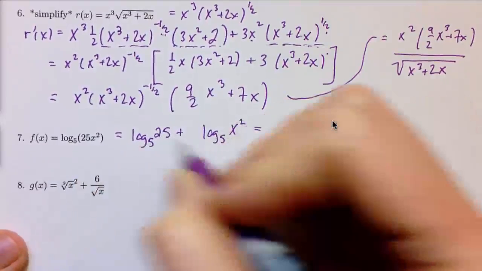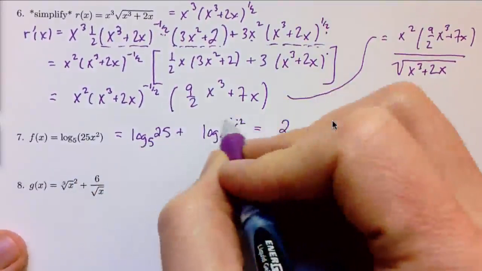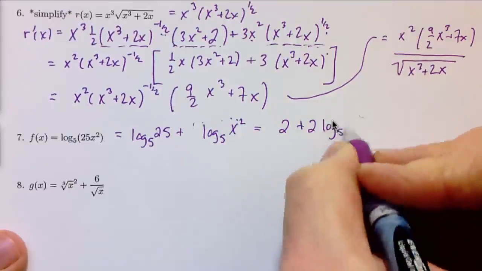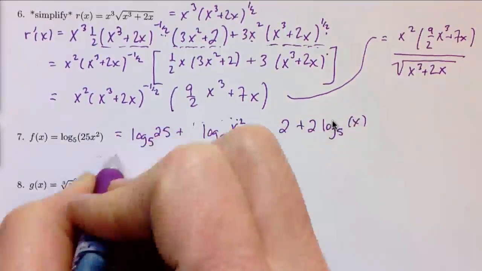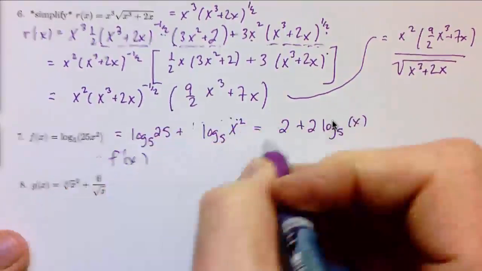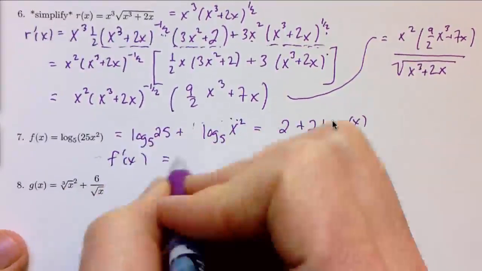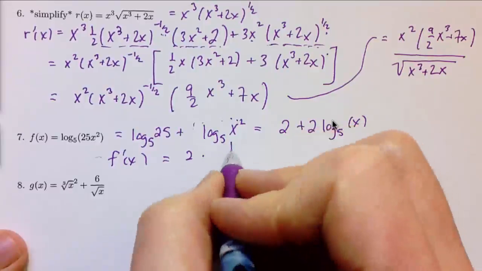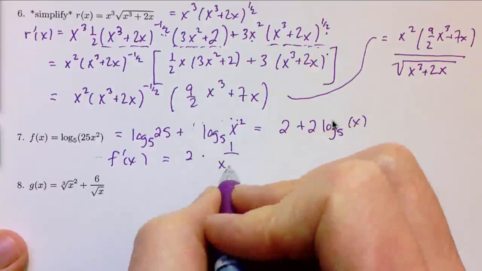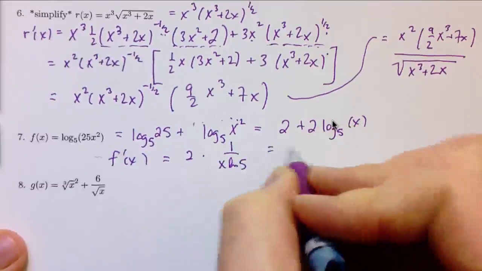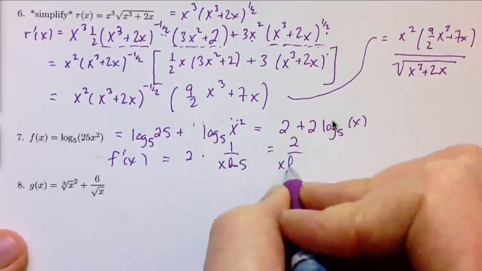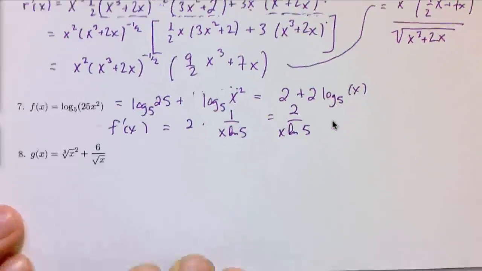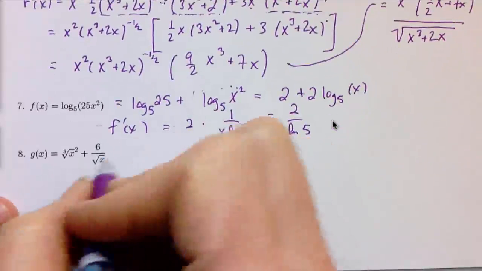Log base 5 of 25 is 2. This exponent here can come to the front. And now the derivative is a lot simpler. Derivative of 2 is 0. Leave this 2 alone, times the derivative of log base 5 of x, which is 1 over x natural log 5. Done.